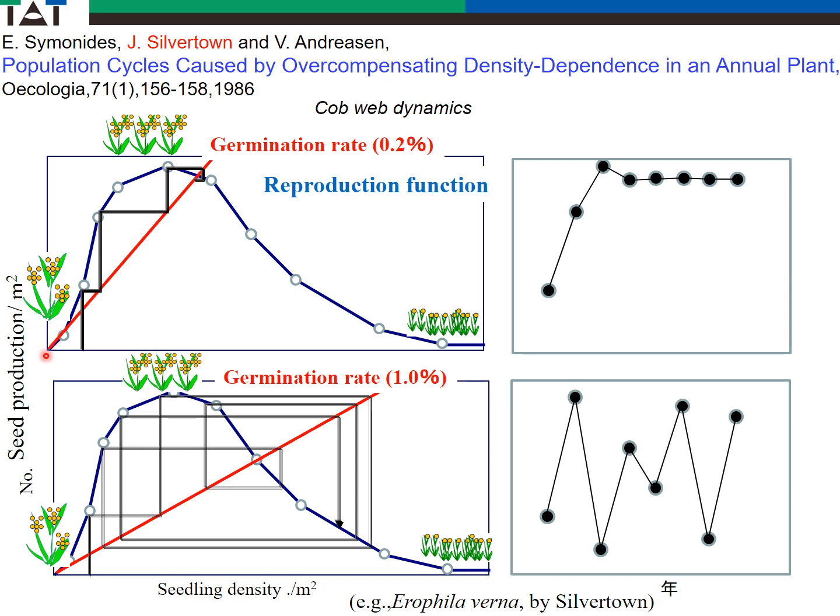If the population is very small, there is no competition among the individual plants. They grow up well. They produce a large amount of seed set on each individual plant. But the number of plants is small. Therefore, the total seed production per square meter is small.